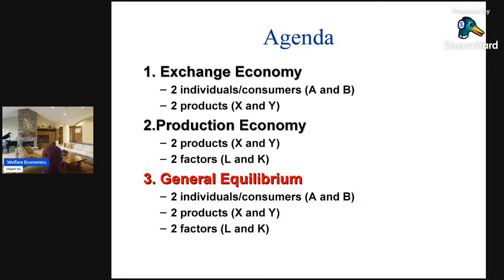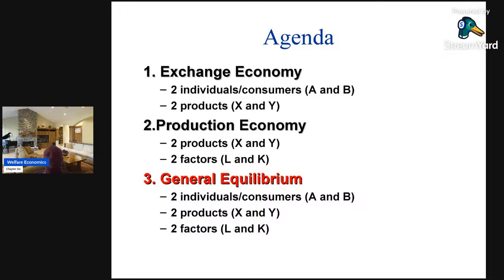General equilibrium, the assumption under the exchange economy is there are two individual consumers, consumer A and B, and two products, product X and Y. There is also the production economy. Under the production economy, we have two products, product X and Y, and two factors of production, labor and capital.